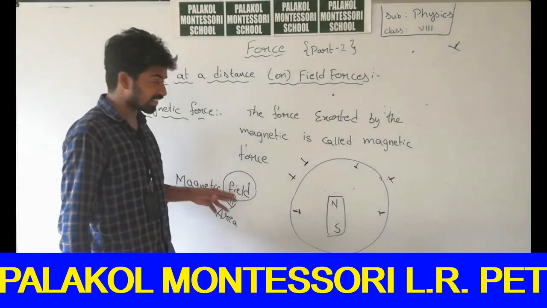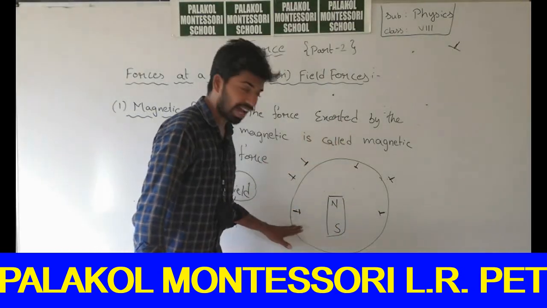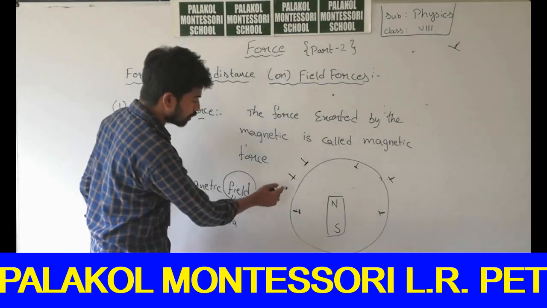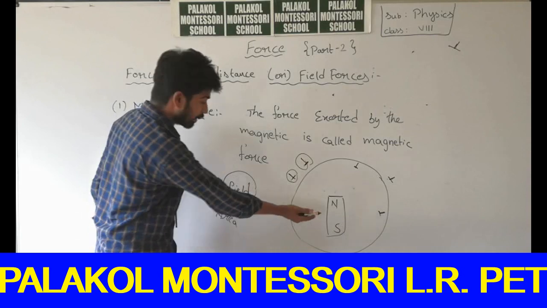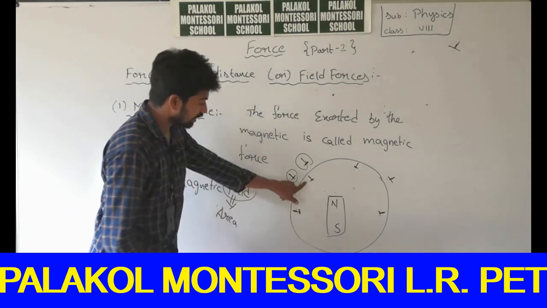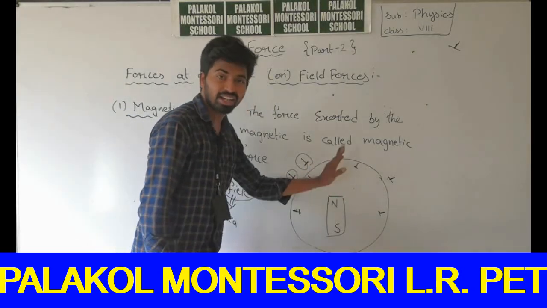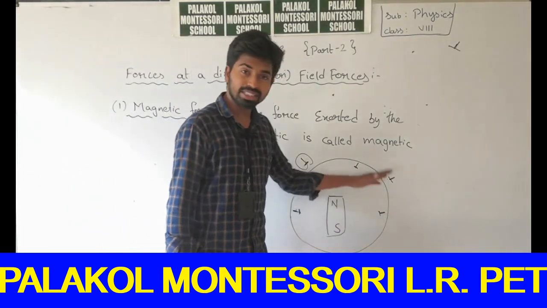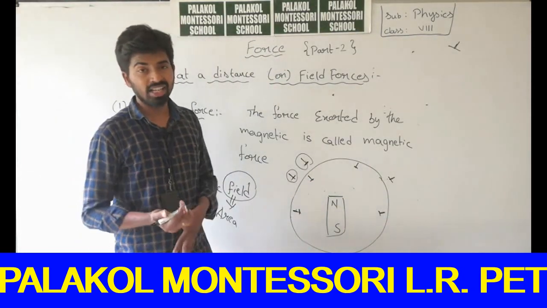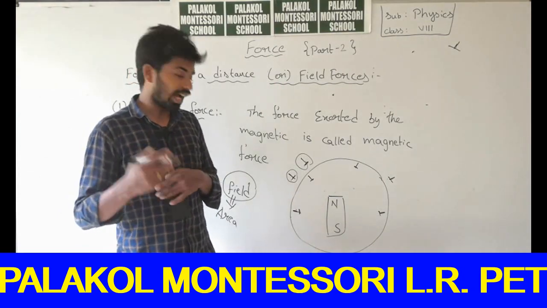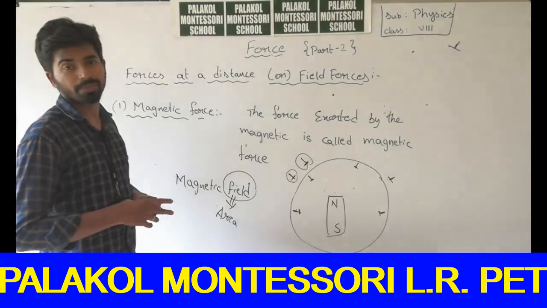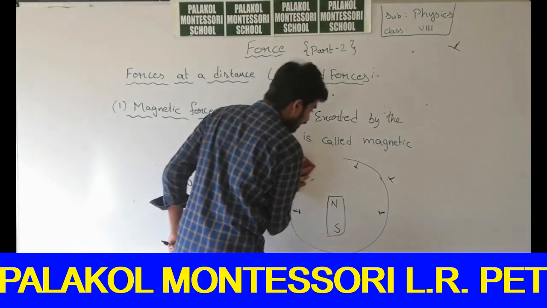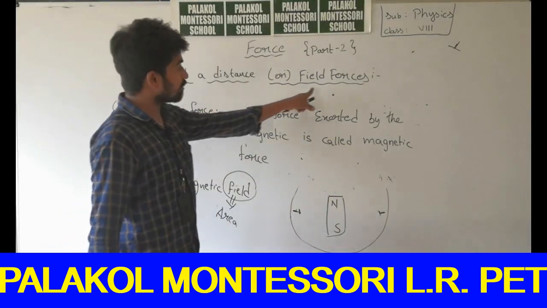So, magnetic field is nothing but the area around the magnet where it can influence the other magnets. If you keep the nail here, yes, it is in the field area, it is in the influenced area, so this nail can be attracted to the magnet. The area around the magnet where it can apply the magnetic force on another magnetic substance is called the magnetic field.